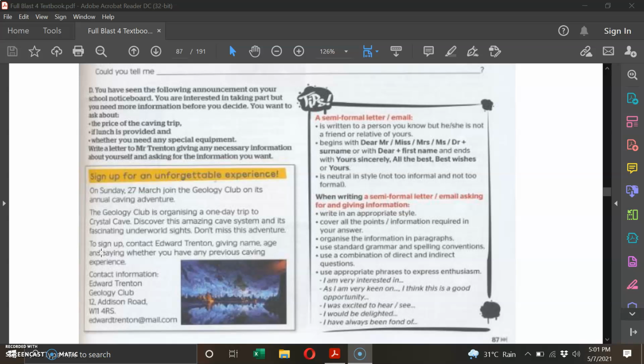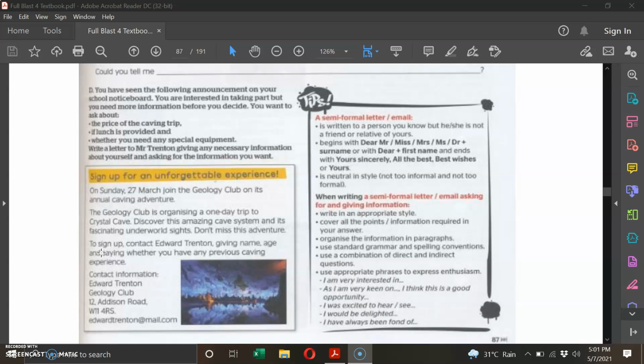And number 3, whether you need any special equipment. Sama ada kamu perlukan peralatan yang khas. Okay, so when you want to go caving, you need to wear hiking shoes. Okay, you need to buy special shoes. So you have to make sure that you have that kind of equipment with you.